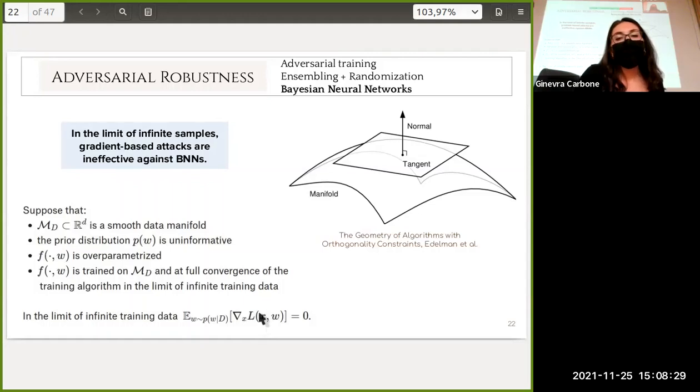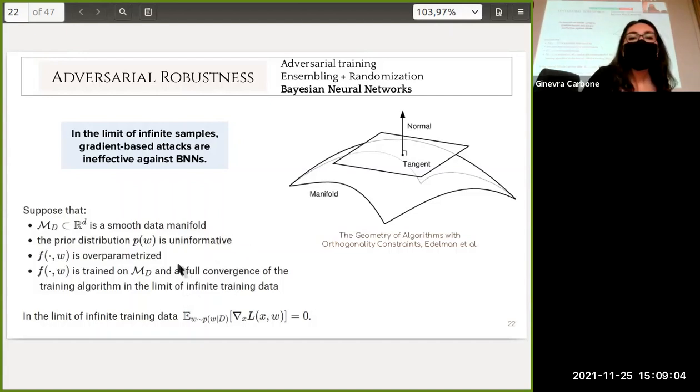Now, this is an extreme theoretical setting, but we actually observed that this property holds in general, even with approximate inference techniques. So let me just give a few pieces of information. An uninformative prior is simply a distribution which is flat over the real line. For example, it could be a wide Gaussian or uniform distribution. And F overparametrized means that the number of weights is always bigger than the number of observed data points.